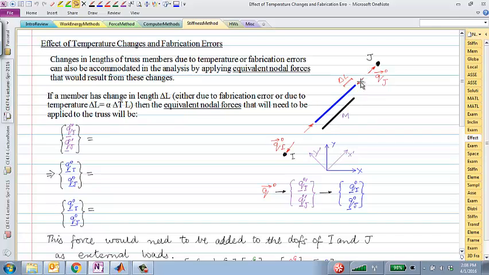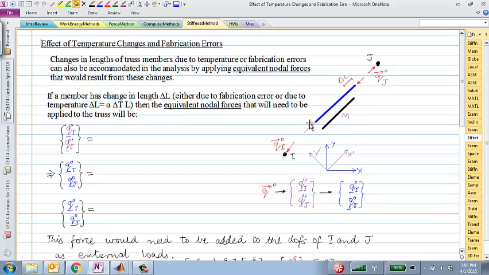So I'll apply forces to it, what I'm calling Q0 forces. Only to this member, I'll apply Q0 forces to shorten it to the correct length, right? Once I've done that, then I can put it back into the truss as if it was unloaded, and then apply any other external loads on top of it and solve the system. So let's see how this works.